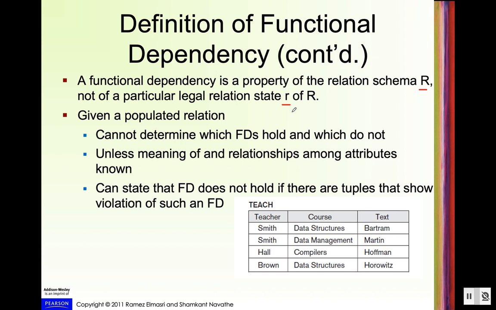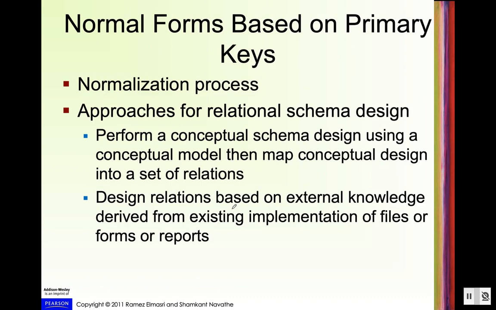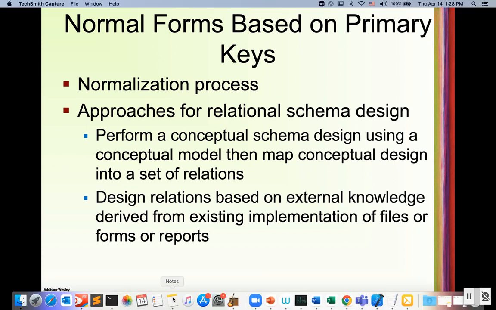So now we are going to talk about normal forms based on primary keys. We are first going to talk about the normalization process. A normalization process is a formal way to analyze the database design. So what are our approaches for relational schema design?